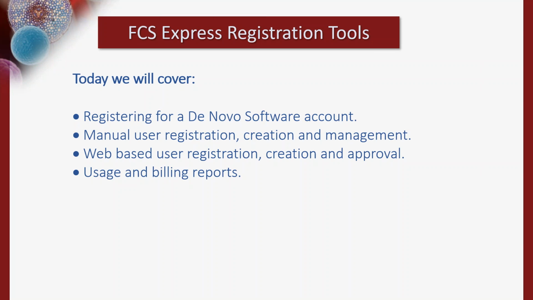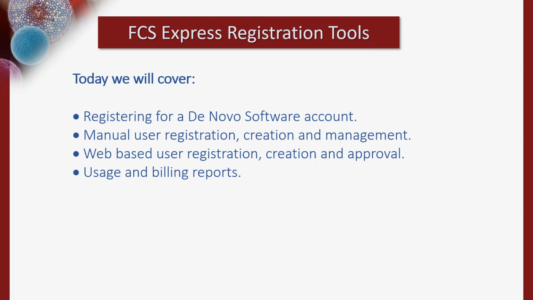And importantly, we will be covering the web-based user registration system, how to have users created, how to approve them, and how to distribute licenses to your users as quickly and efficiently as possible. And we'll also be taking a look at the end at usage and billing reports, which are particularly important for folks who are using site licenses of FCS Express.